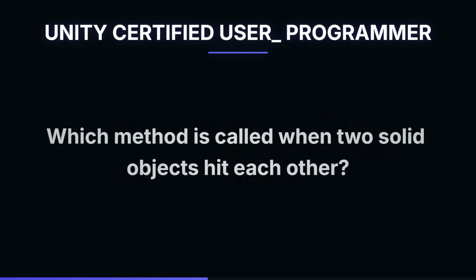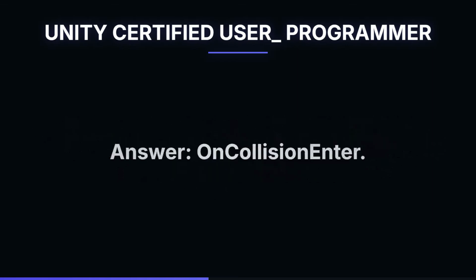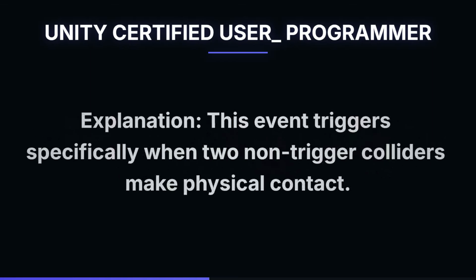4. Which method is called when two solid objects hit each other? Answer: OnCollisionEnter. Explanation: this event triggers specifically when two non-trigger colliders make physical contact.